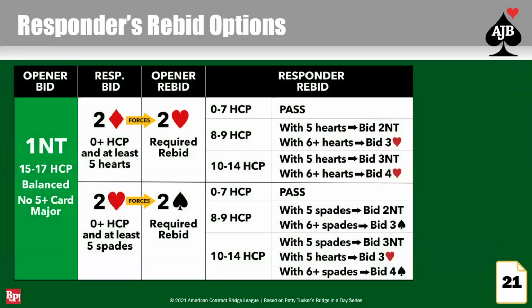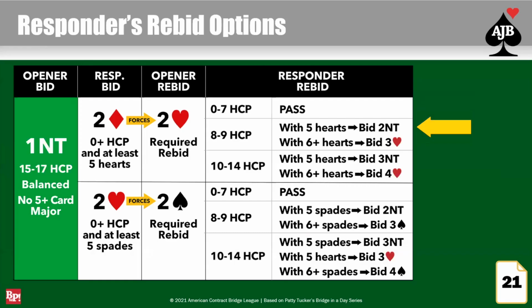So we have a chart. Of course we do. We love charts. So if you look in the first column, opener has bid 1 no trump, showing 15 to 17 points, balanced, no 5-card major. Let's look at that top row first. Responder bid 2 diamonds. Opener must bid 2 hearts. With responder's rebid, if they have 0 to 7 points, which kind of hand is that? That's our stoplight hand, our traffic light. That's the stop hand. So they're going to pass. They know game is not possible. They're hoping, well, I have this long suit. Maybe we can take some tricks with this suit as trump.